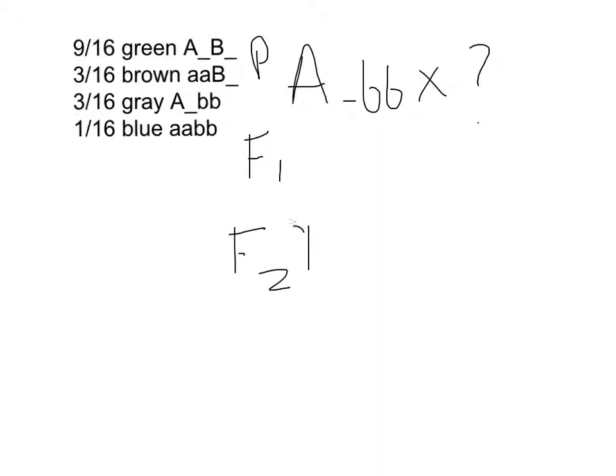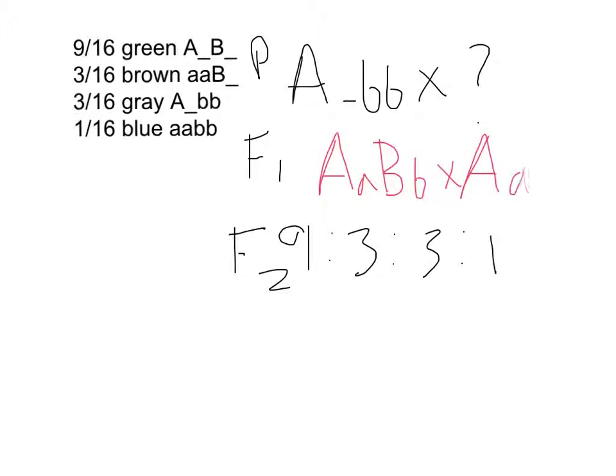So 9 to 3 to 3 to 1. What does that tell me about F1? I only get that 9 to 3 to 3 to 1 whenever I have a heterozygote on both genes in both parents. Okay, so that means we do know my F1 generation. That's got to be big A, little a, big B, little b, crossed with another big A, little a, big B, little b. Okay, so I've got 2 heterozygotes, and I get this big variety.